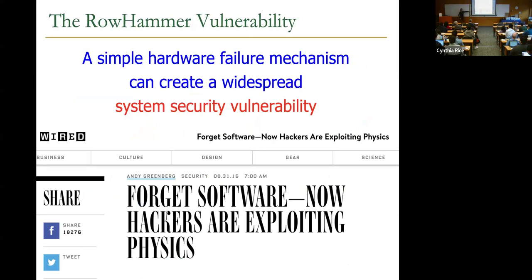And I like this sort of paper that people write. Forget software, hackers are exploiting physics. It's good to think. I like the message over here. I mean, I don't like the forget part, of course, but we really need to think about the entire stack.